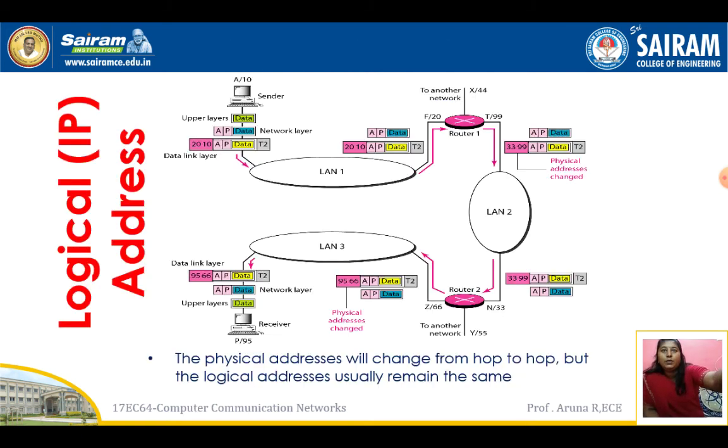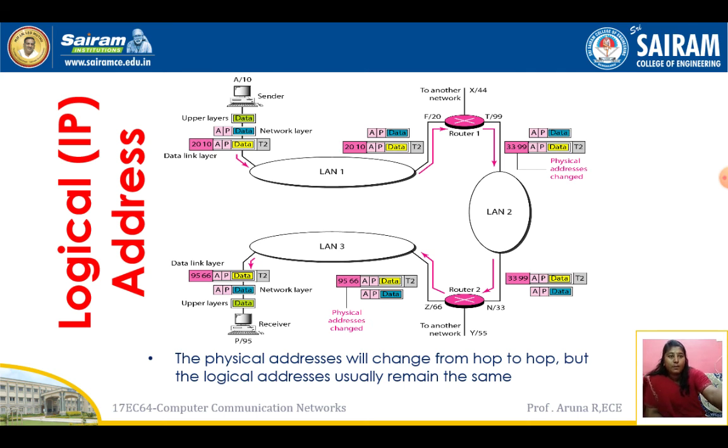Then when we go to the logical address, if you tell 87 and 10, it will not understand, because it has to go out of the LAN. So when it is going out of the LAN, it has a source address, that is A10. A10 is my source address and P is my destination. So there will be an address translation from physical address to logical address. The physical address will change from hop to hop, but the logical address usually remains the same. Logical address is nothing but the IP address that we get, which remains the same.